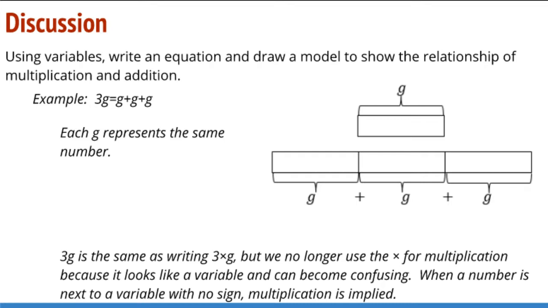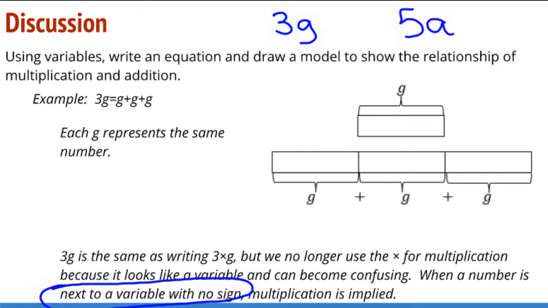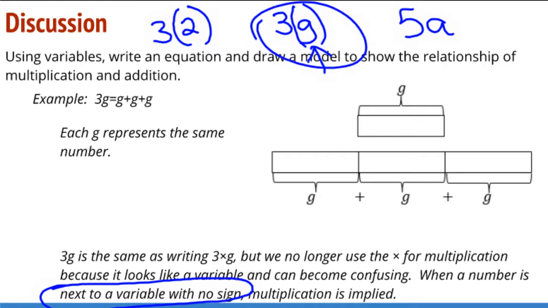When we put a number next to a variable and there's no sign, we are saying multiply them together. So when we do this, we're saying 3 times G. When we do this, we're saying 5 times A. It is kind of the same as when we use parentheses. We're saying 3 times 2. In this case, we're saying 3 times G, but we don't need the parentheses because this is obviously a variable. You can write it this way, but you don't have to.